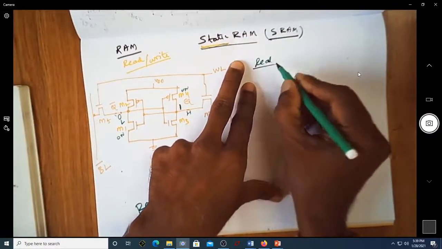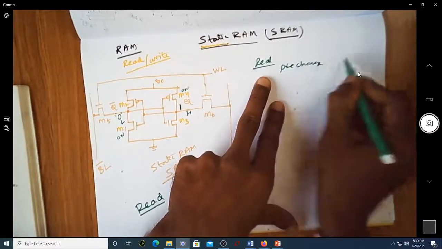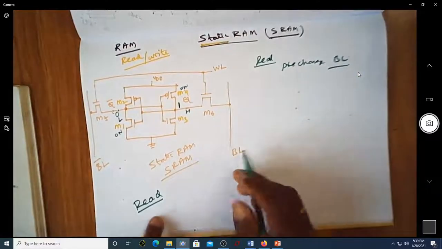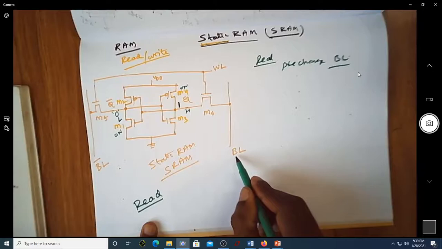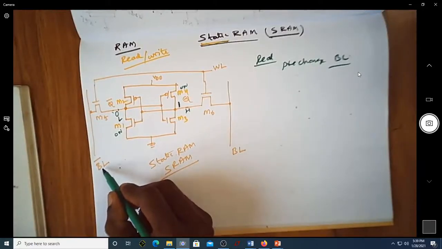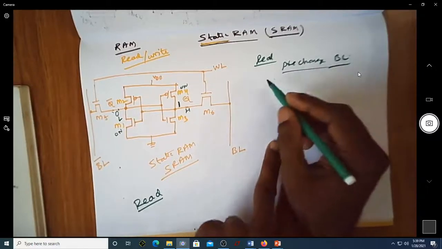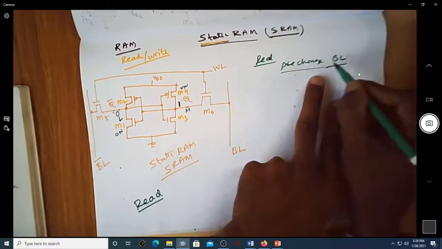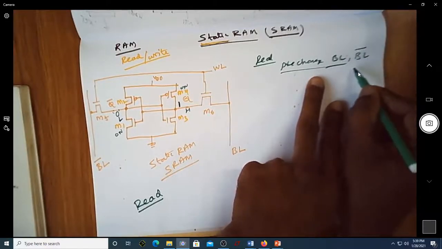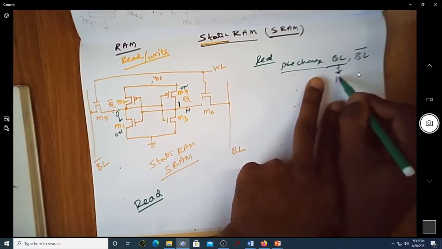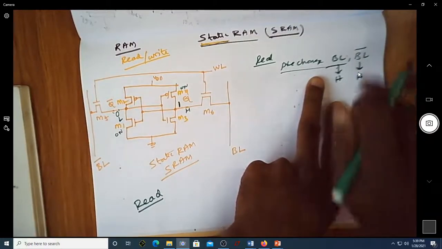first and foremost, we're going to pre-charge the bit lines. Now you can see there are 2 bit lines: there is a bit line BL and there is one more bit line BL bar. During the read operation, you pre-charge both BL as well as BL bar with high. Even though this is BL bar, you make this also high.